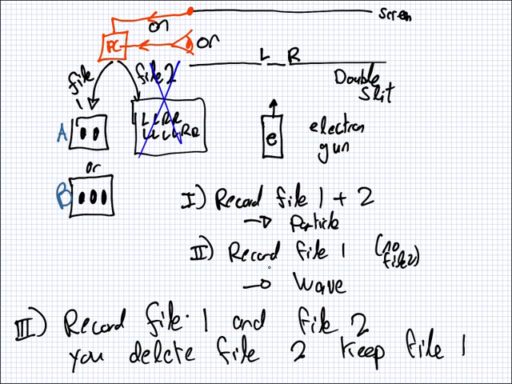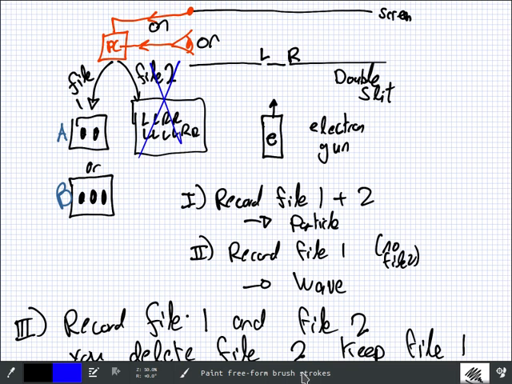What will you get? Wave or particle? You're going with wave because both machines were on. Yes. You will get particle. If you delete file 2 and never look at it, if you delete it before you look at it, it goes back to being a particle. So the electron knows if you deleted its observation.